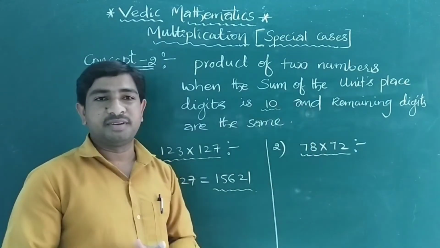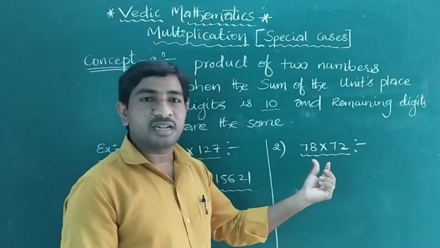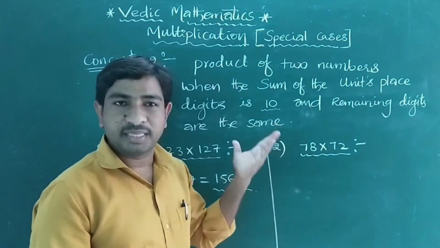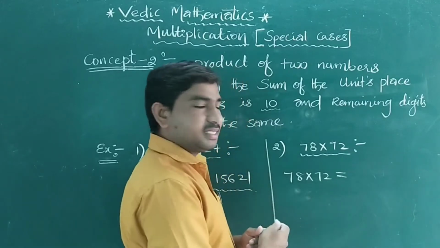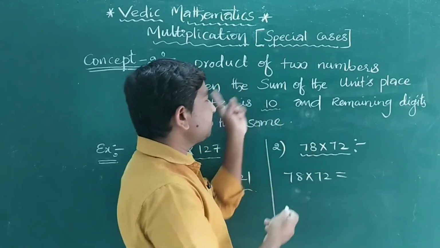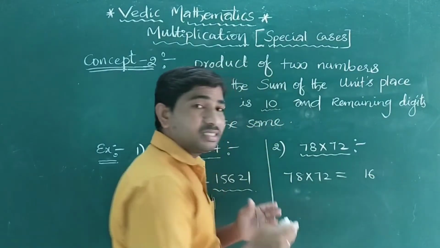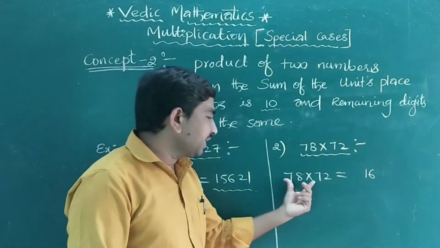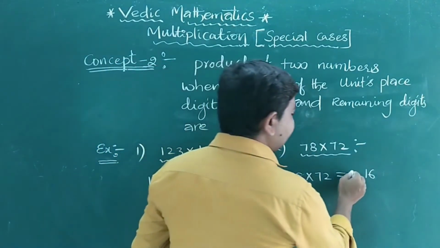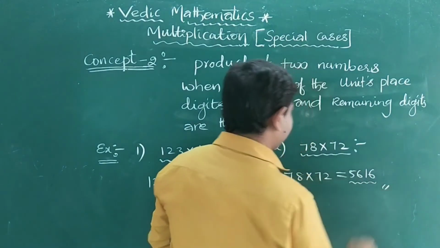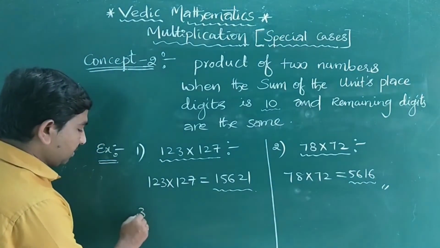Now one more example. 78 into 72. If you observe, the units place digits are 8 and 2, and the sum of these two is also 10. Now we can apply this method. 8 plus 2 is 10, so this method is applicable. Now 8 2s are 16. You have to write this as the right part of the answer. And what is the next number after 7? 8. So 7 into 8 is 56. This is the answer for 78 into 72.